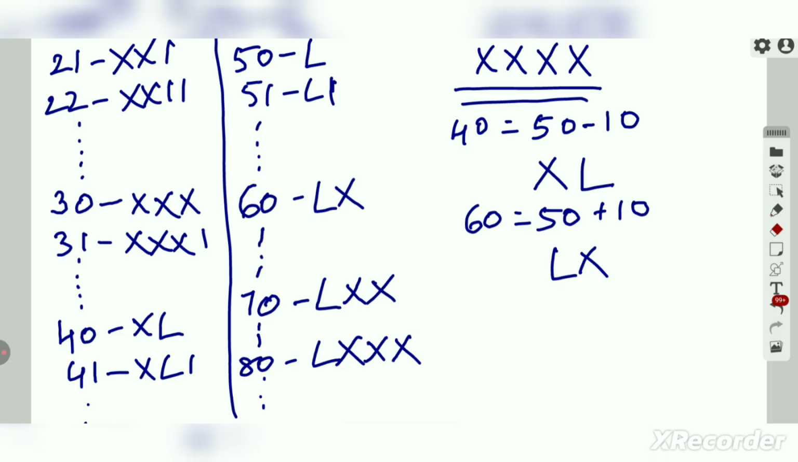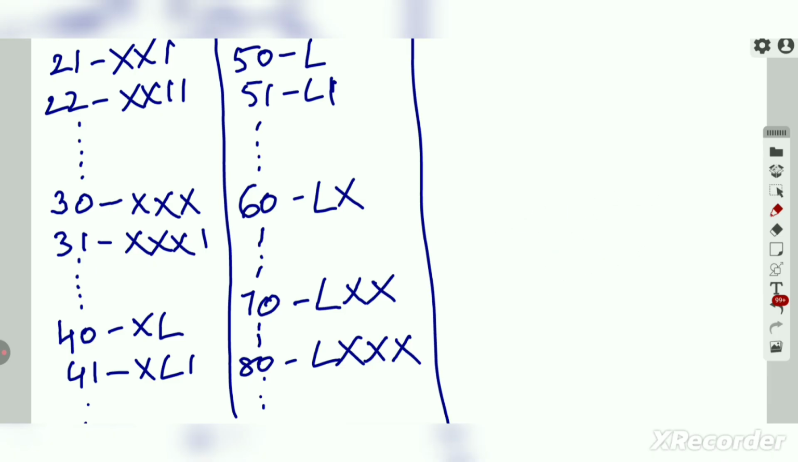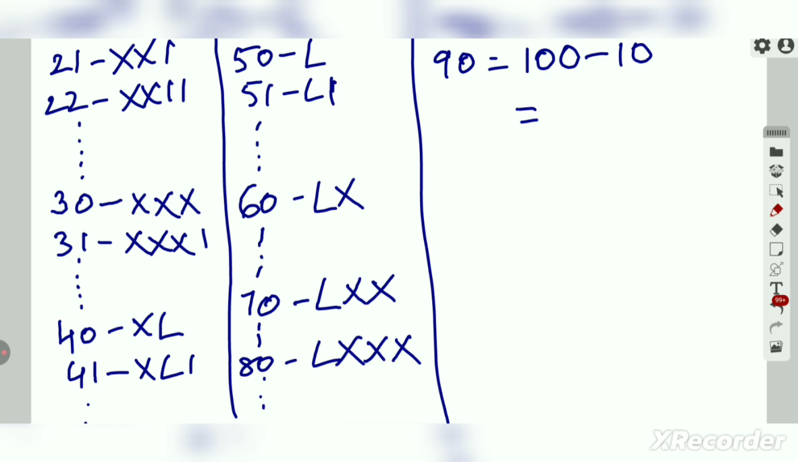Now what about 90? Can I write it as LXXXX? Four X's are not allowed. So what will you write 90 as? Again the subtraction rule: 90 is 100 minus 10. What is the symbol for 100? C. And 10 is X. You are subtracting, so 90 will be XC. Clear? So this is how you build the Roman numerals.